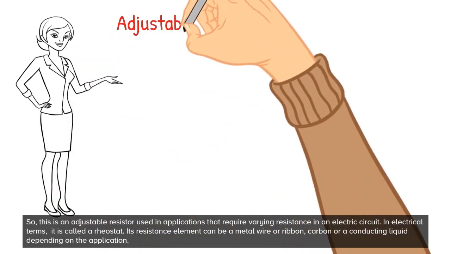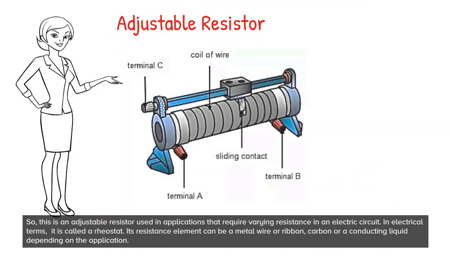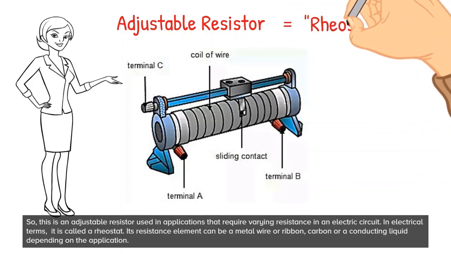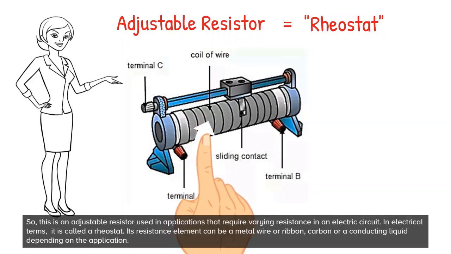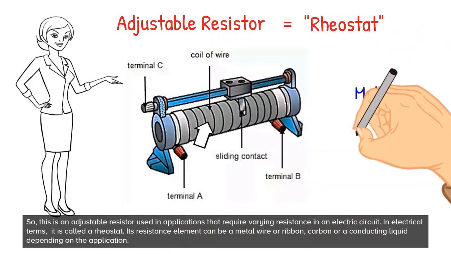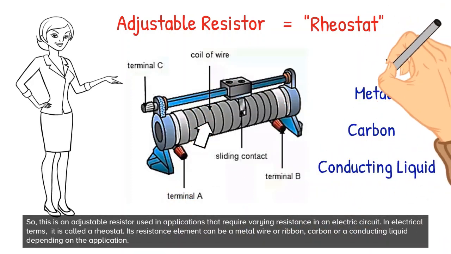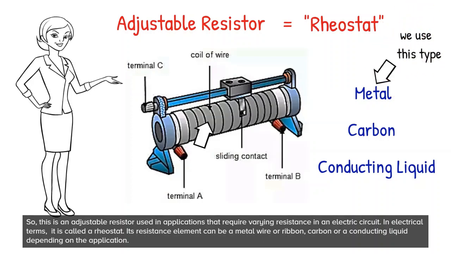So, this is an adjustable resistor, used in applications that require varying resistance in an electric circuit. In electrical terms, it is called a rheostat. Its resistance element can be a metal wire or ribbon, carbon or a conducting liquid depending on the application.